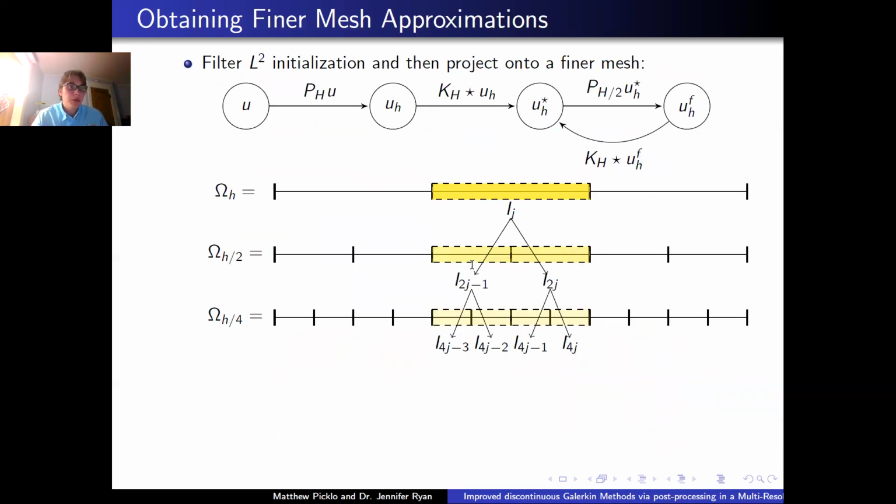So now the question becomes, how do we get a fine mesh approximation out of this? So what we do is we project our initial condition. We then filter it. All of this takes place on the coarse mesh. We then project onto a finer mesh, where we can then filter it again and project it again onto an even finer mesh. And we can keep doing this. It turns out, however, that there are some diminishing returns.